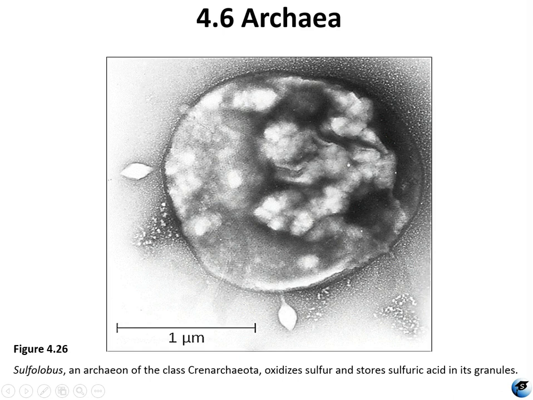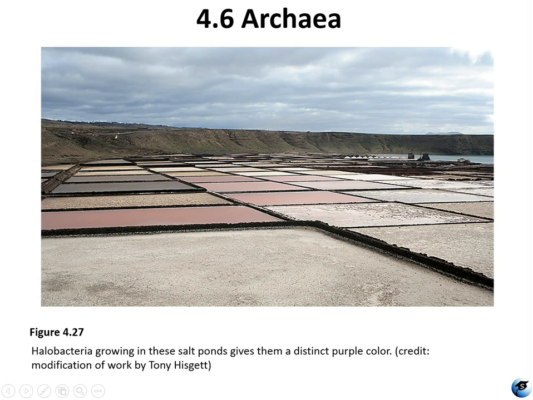So that makes sense. Sulfolobus is an archaean. He oxidizes sulfur and can store sulfuric acid. Sulfuric acid will burn your face off, but this guy, not a problem. And then these are halobacteria that are growing in salt ponds. The people that are farming this salt didn't exactly want these archaea living here, but some of them got in there and they're doing just great. They love all of that salt.